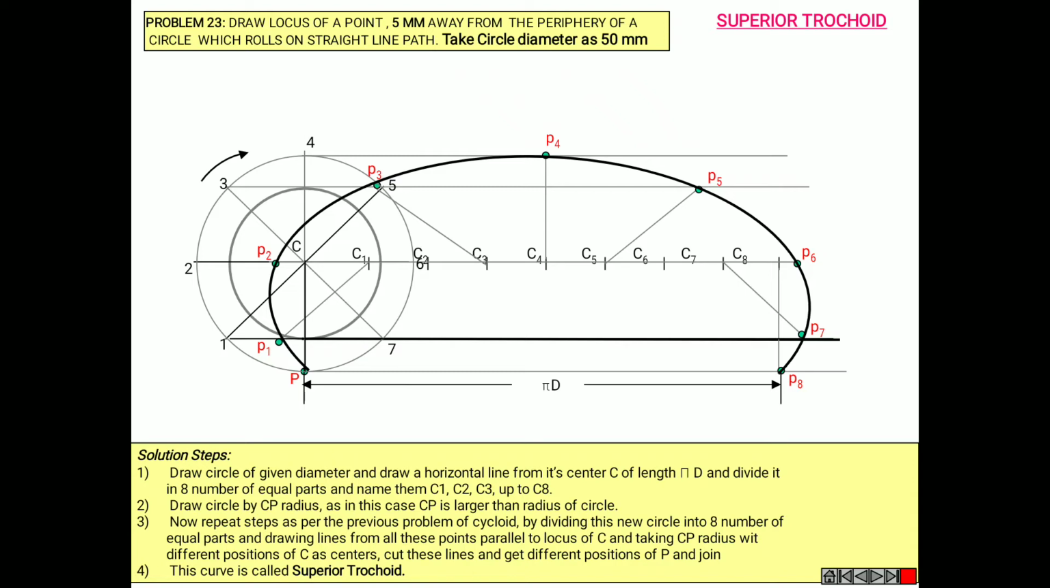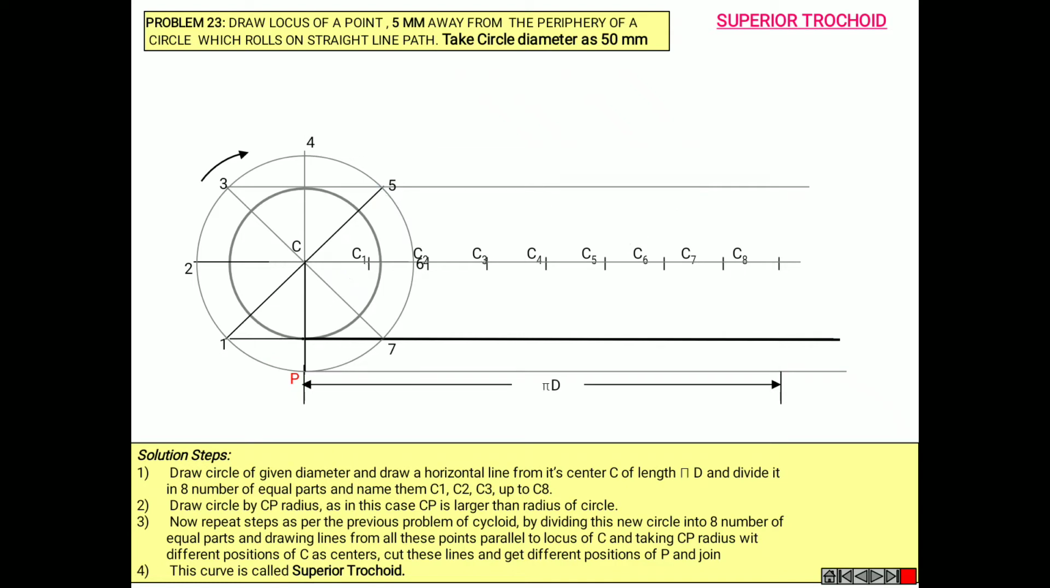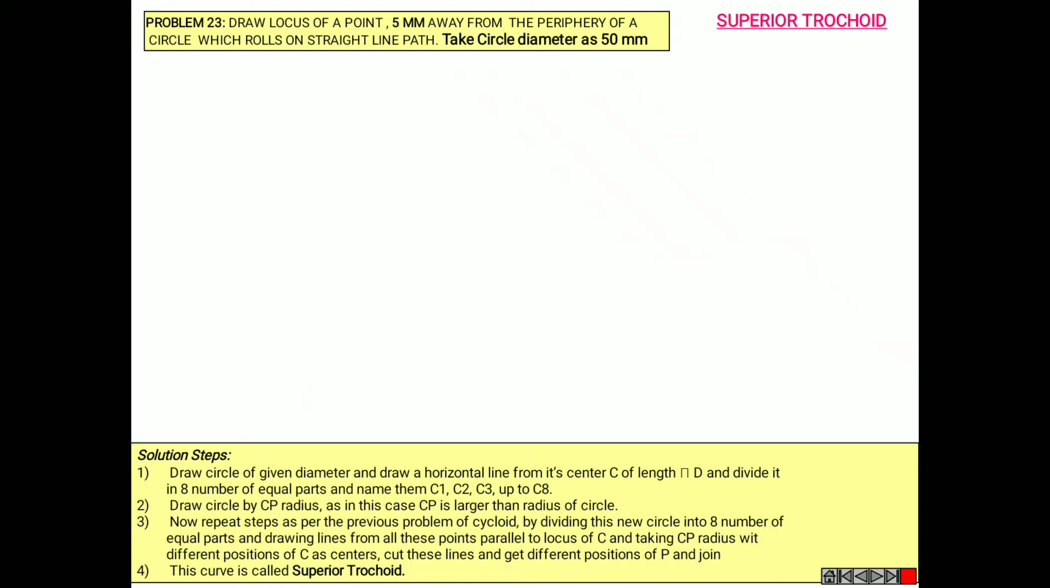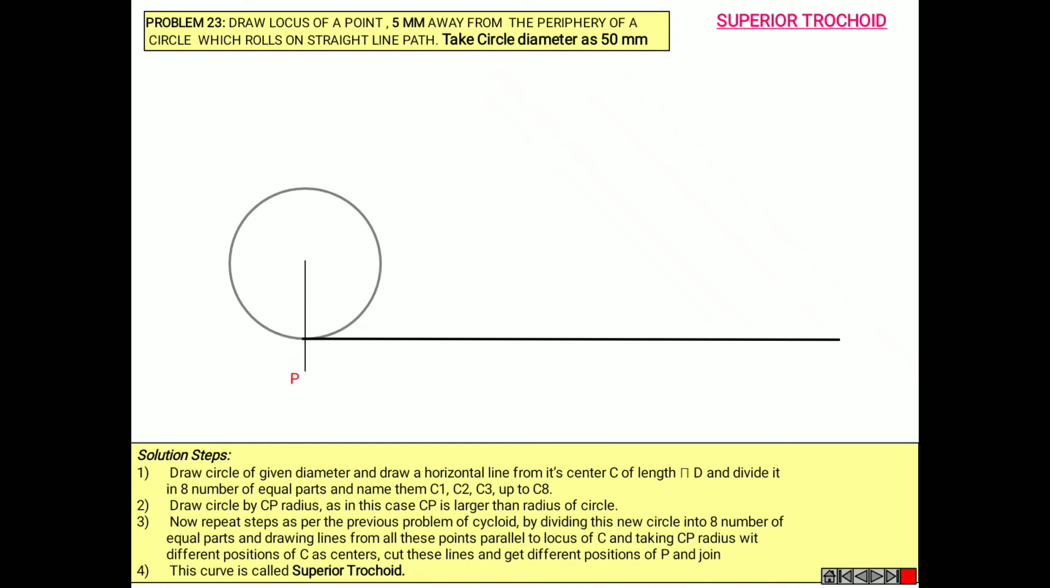Is it clear? Shall we see it again? Okay. Already I have set you. I'll just play for you this. Just overview it. Circle, the line and a point 5 mm away from the circle, and again the next circle over it.